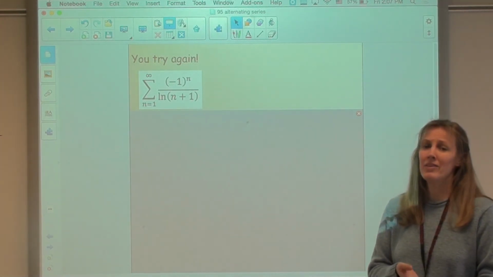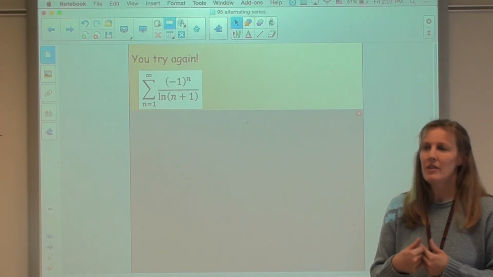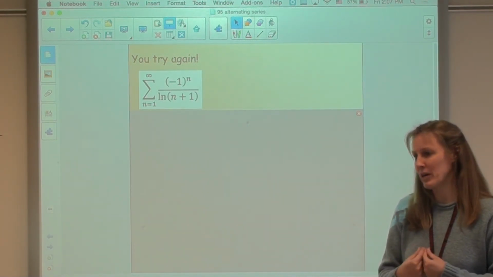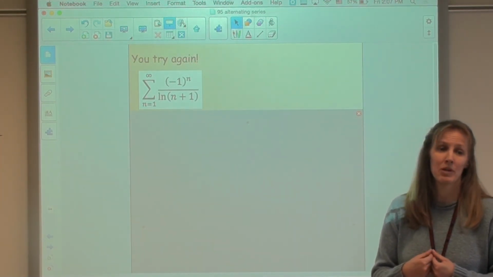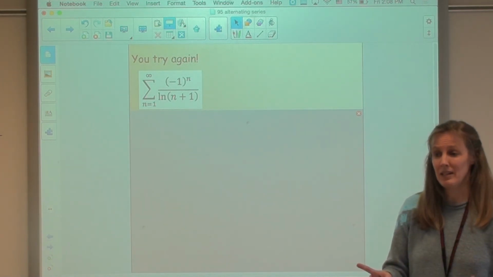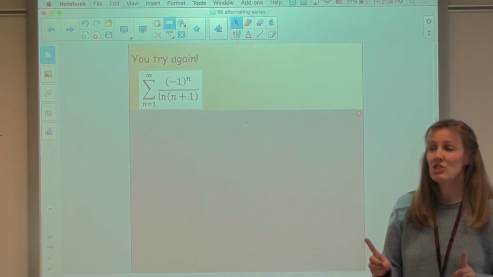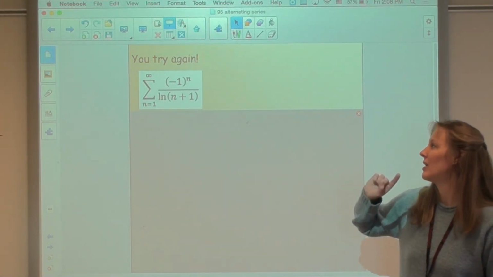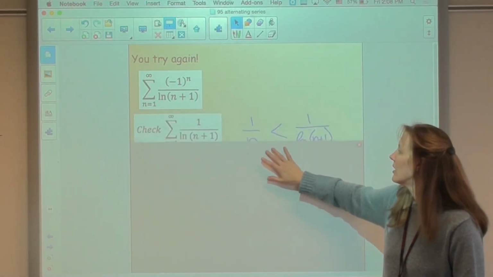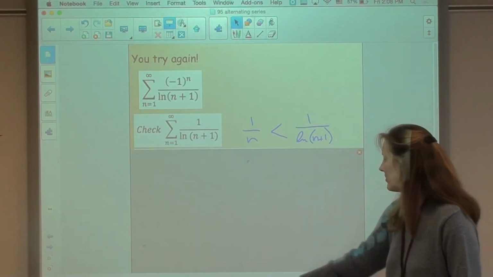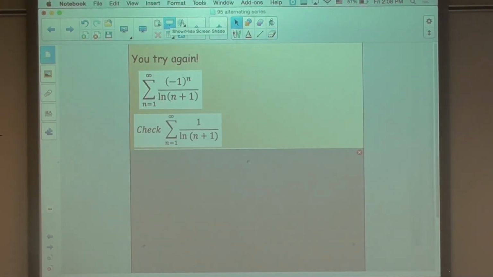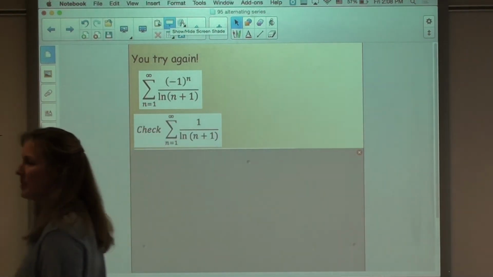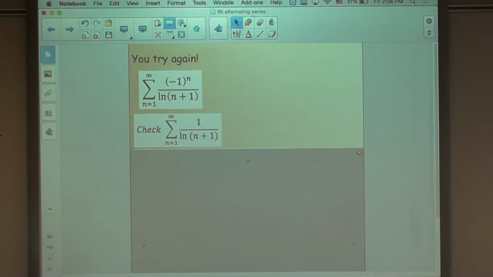So the only way that I saw to do it that worked well was a direct comparison. Instead of comparing with 1 over ln n, I compared it with 1 over n. I want everyone to take a minute and try to do a direct comparison test on this function, the absolute value, with 1 over n. You have to think about it, and you can use comparative growth rates to make that decision.